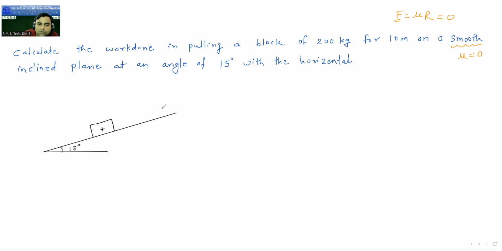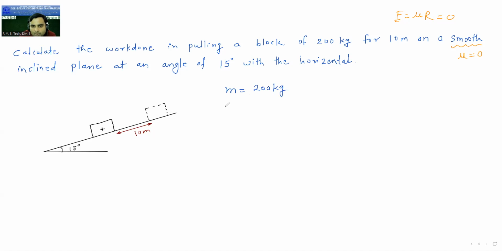You have to pull this block up and take it along the plane. What should the displacement be? 10 meter. So the displacement of the block will be 10 meter. This is 10 meter. Now here mass is given: m is equal to 200 kg.